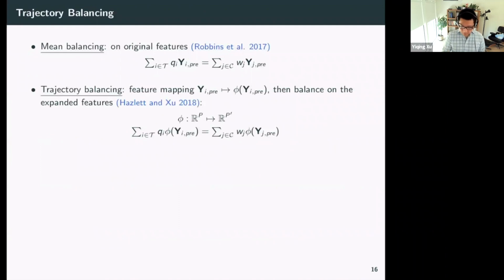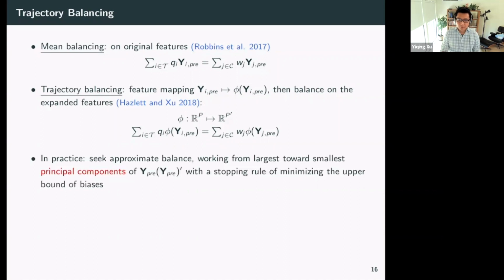So here, this is a paper by me and Chad Hazlett at UCLA. We extend this to balancing on higher order terms using this kernel function phi. This kernel function will lift the dimensionality from P to P+. P+ arguably is much bigger than P in a kernel space. And then once we match on the kernel, roughly speaking, the entire joint distribution of V is balanced between treated and control groups. You can understand this V, I'm writing Y pre, but Y pre is part of V. So in practice, we seek approximate balance.